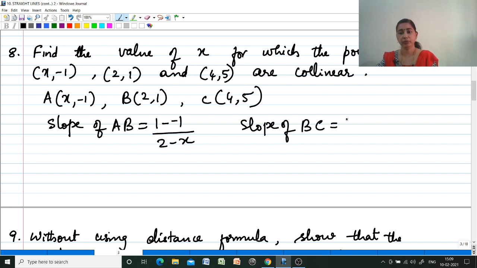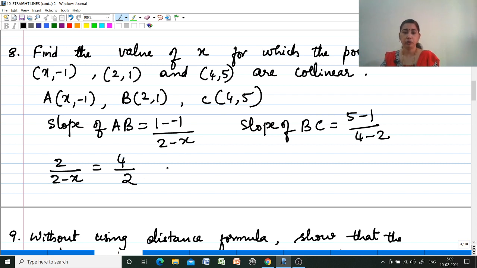Slope of BC is equal to (5 minus 1) divided by (4 minus 2). Since these 3 points are collinear, we can say that the slopes will be the same. That is, slope of AB, 2 by (2 minus x), is equal to 4 by 2. Now, cross multiplying, we can get the value of x.